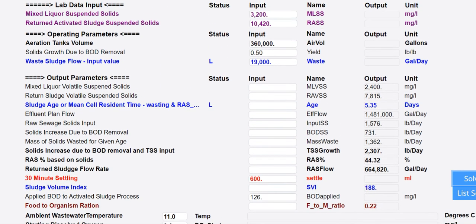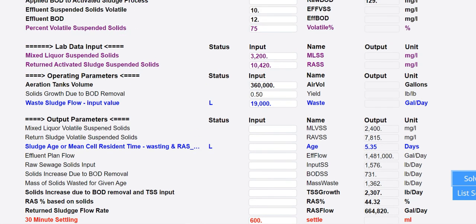The other thing is that if you were to lose 30 parts per million of suspended solids in the effluent, you'll see that now the sludge age drops to 4.53 days. So now the question would be, I should literally reduce my wasting, so let's reduce the wasting to 15,000 rather, and solve it, and you'll see that we're back up to 5.4 days.